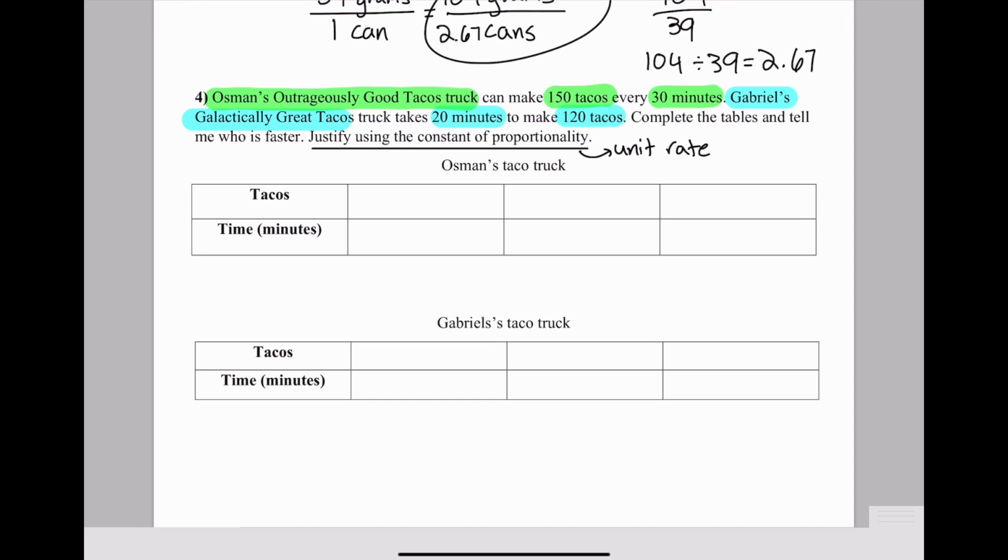All right, so let's go ahead and look at Osmond's taco truck first. Use the information that was given to you. You can put right here, 150 tacos in 30 minutes. Now, we eventually would like to get down to 1 minute to compare their unit rates, or you can do it different ways, but I'm going to do it this way. Let's just simplify, right? 150 over 30 simplifies down to 15 and 3, and then 15 divided by 3 is 5 and 1. So we know that there's 5 tacos per minute.